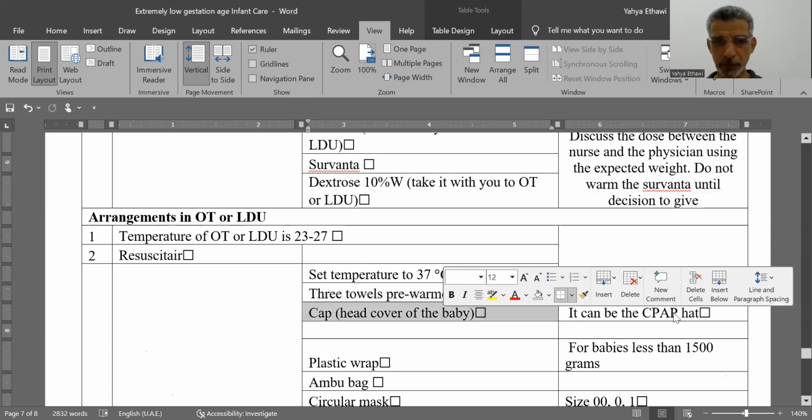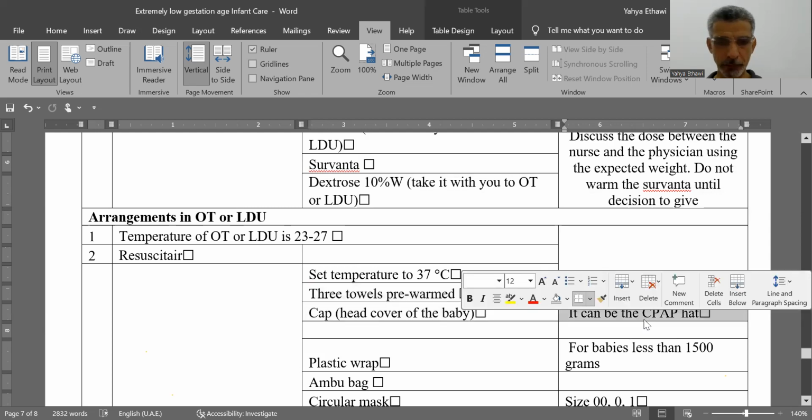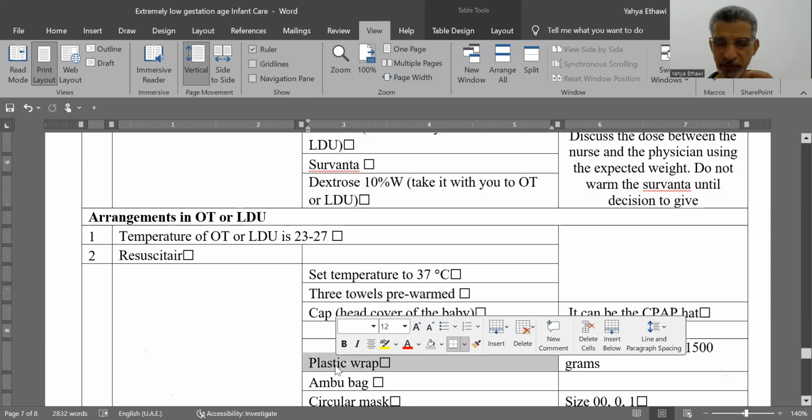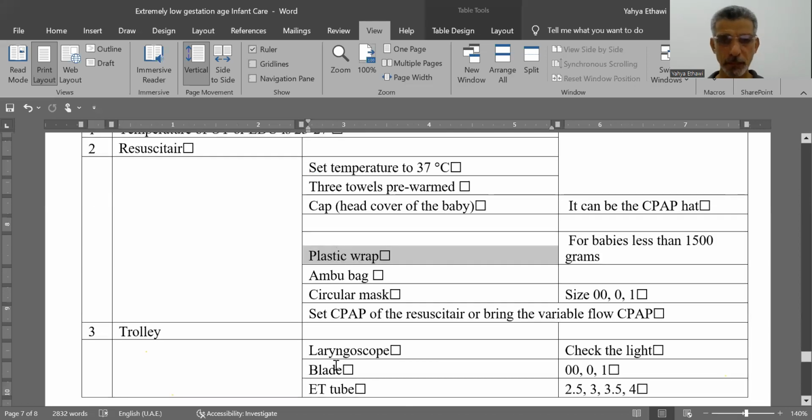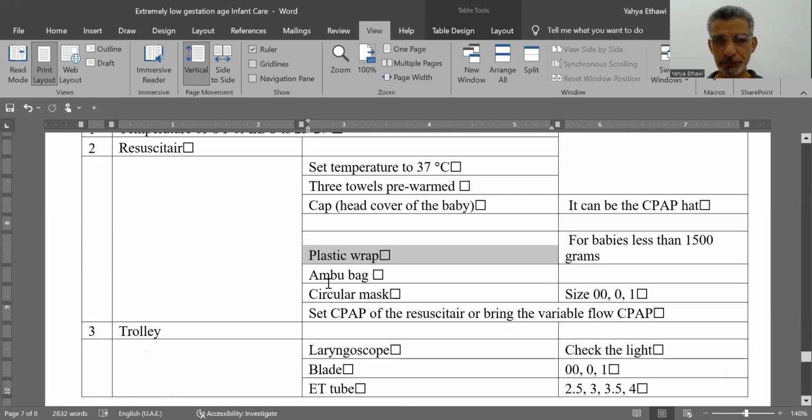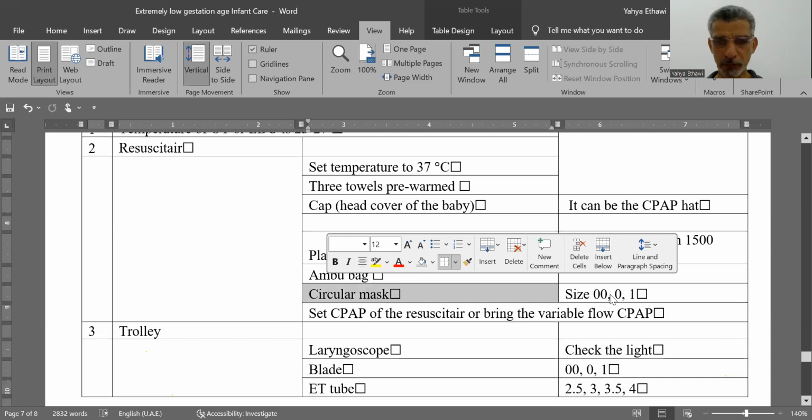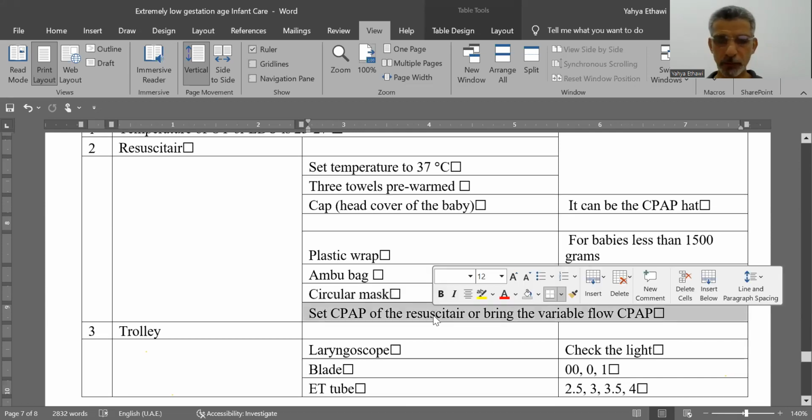If we will connect CPAP, then we will connect the hat of the CPAP. We don't need a cover. We need a plastic wrap, something like the sandwich zipper bag, the zipper that we put the sandwich in. Okay, we need an ambu bag. And again, we need circular masks with sizes 0, 00, 000, and 1. We need the CPAP set, including the CPAP, the circuit, and the interface on the nose.